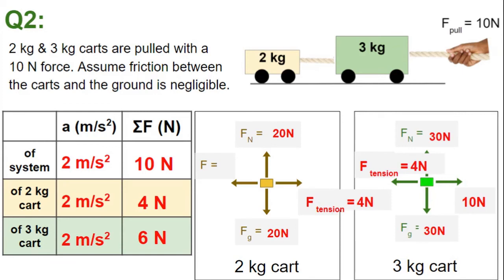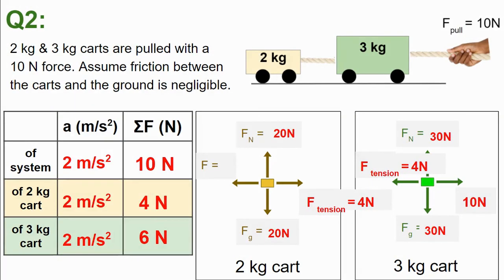Now considering the 2 kilogram cart, the net force here needs to be 4 newtons in order to accelerate this cart at the proper rate. Looking at the forces we already have, the net force here is 4 newtons. That means that this arrow pointing to the left does not represent an actual force.